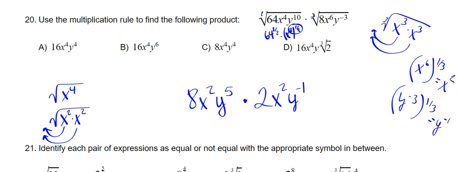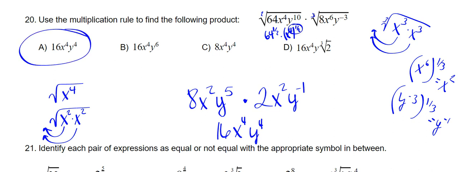All right, let's combine them. 8 times 2 is 16. x squared times x squared, don't you dare say 2x squared. It's x to the 4th. We add the exponents. And then we have y to the 5th times y to the -1. We add the exponents and we get y to the 4th. So the answer is 16x to the 4th y to the 4th, choice A. All right, number 21 coming soon.